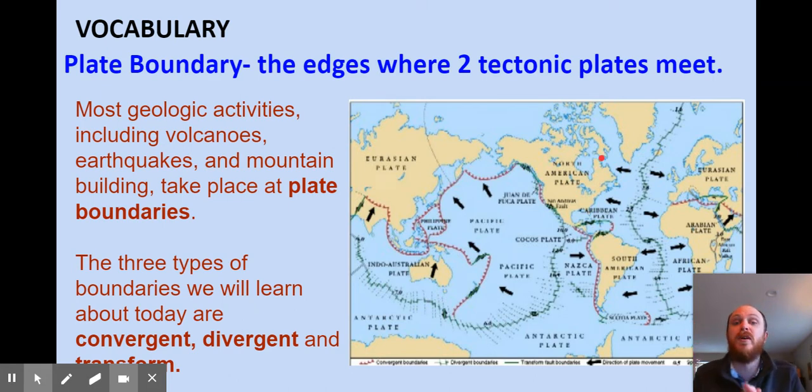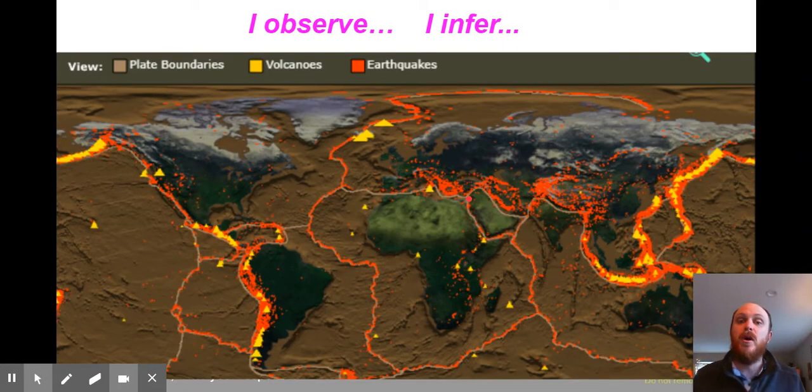Okay, so remember also that plate boundaries are where two edges of tectonic plates meet. And they're responsible, we'll see today, for a lot of things like volcanoes, earthquakes, mountains. A lot of these things form at plate boundaries. Okay, so let's talk about mountains and volcanoes today.